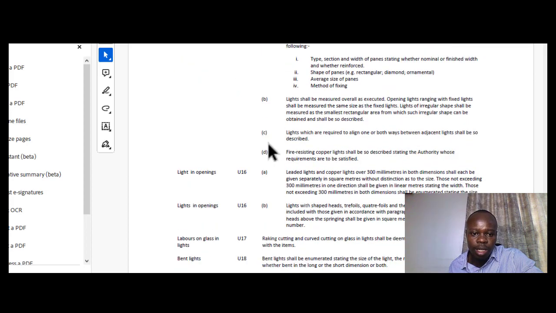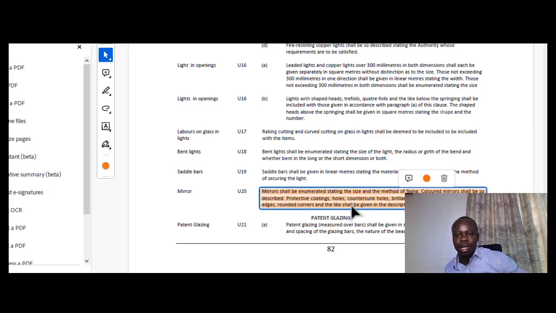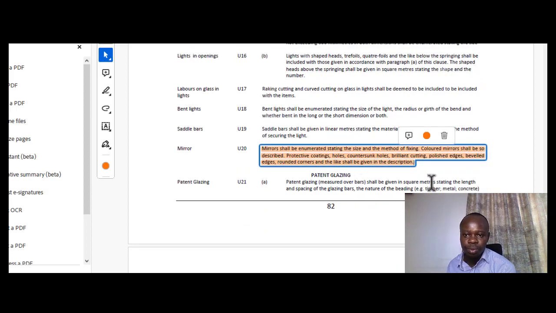We have lights. The other one that I identified that is also worth noting is this part here, the mirror. We're talking about glazing that has been transformed into another form. It has not been installed directly. Maybe it has been done onto a backing, or installed onto a wall, but you intend to use it as a mirror. So how do you go about that, and how exactly is it supposed to be measured?